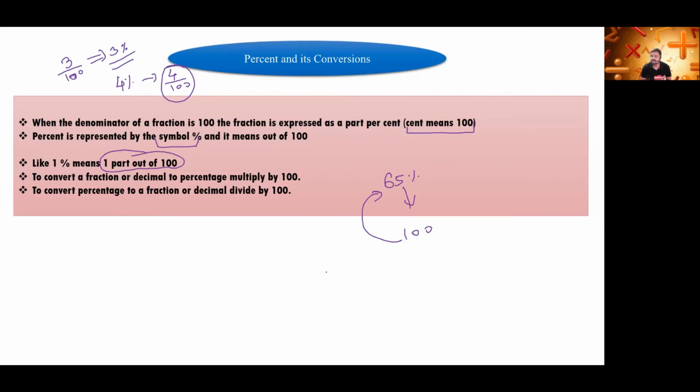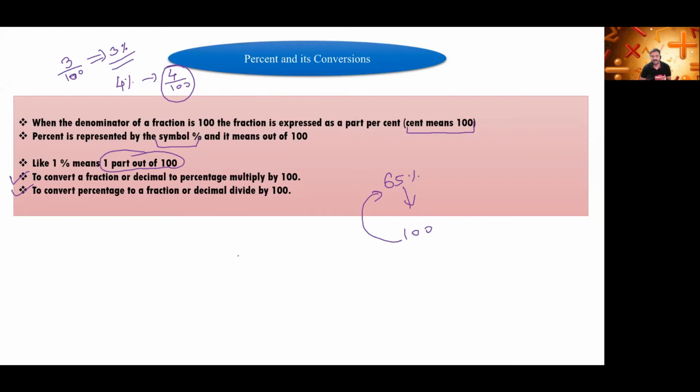2% means 2 parts of 100. 3% means 3 parts of 100. 15% means 15 parts of 100. 65% means 65 parts of 100. To convert a fraction or decimal to a percentage, multiply by 100. This point is very, very important. Both these points are very important.